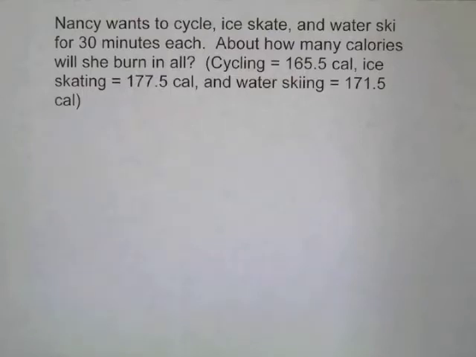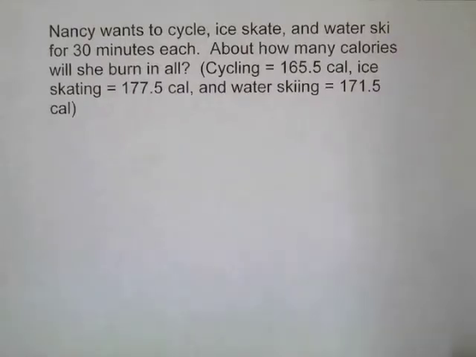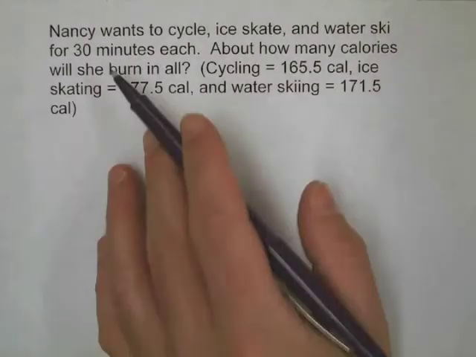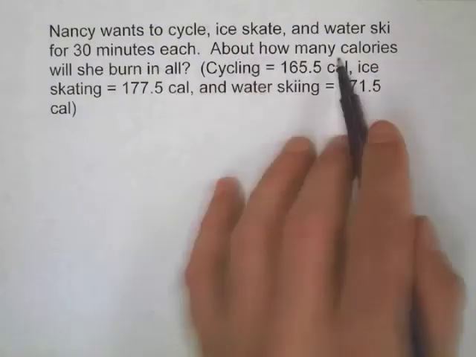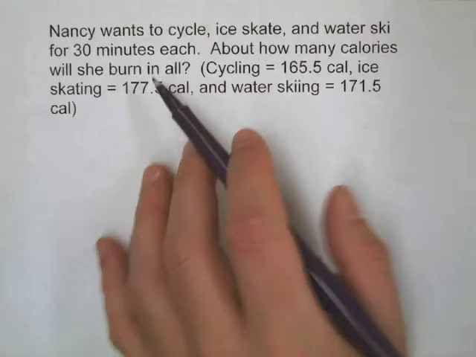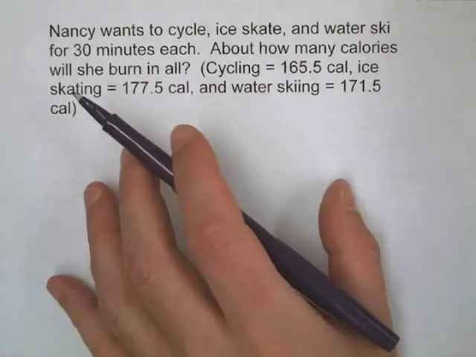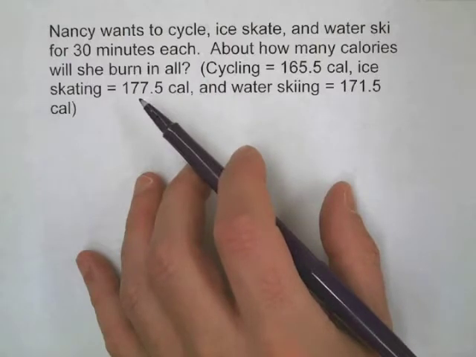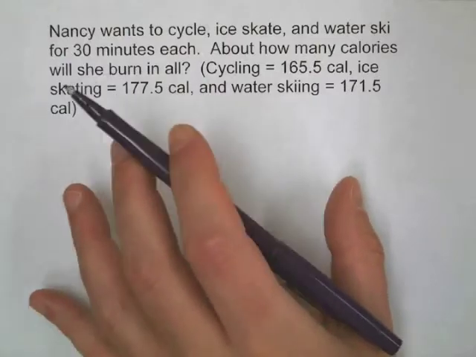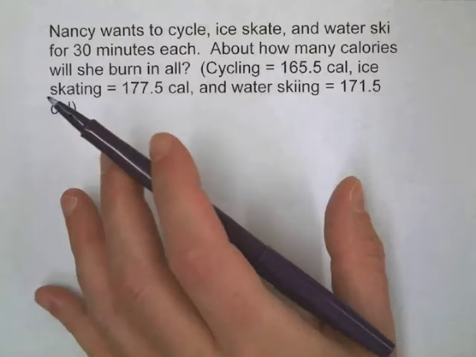Lesson 3-2, Example 1. Our objective is to learn to estimate decimal sums, differences, products, and quotients. Here we have a problem about Nancy wanting to cycle, ice skate, and water ski for 30 minutes each. We want to know about how many calories she'll burn in all. Now, we could find this out exactly by adding up all of these different calories. But that's something pretty specific, and we might not need to know that exactly.